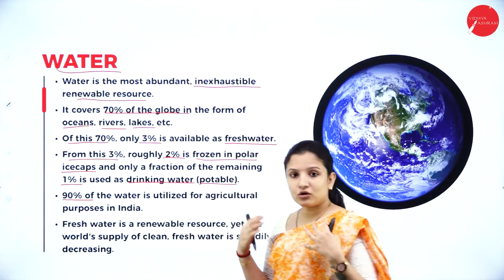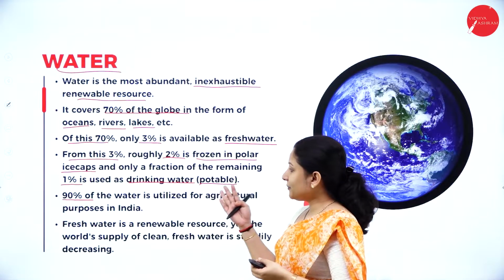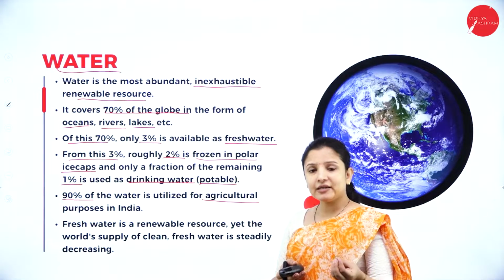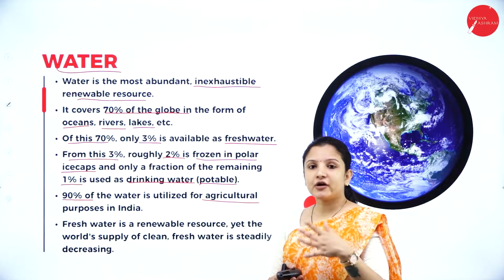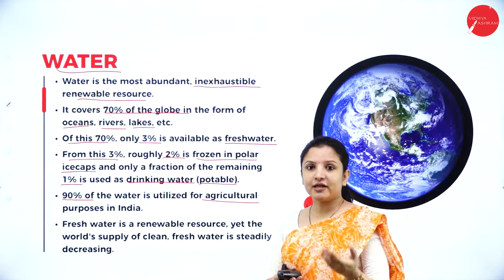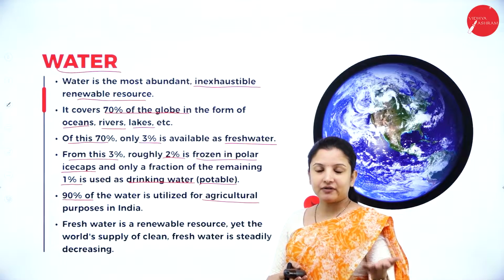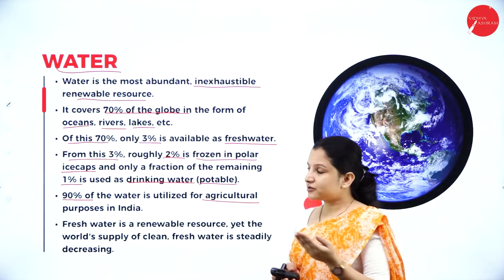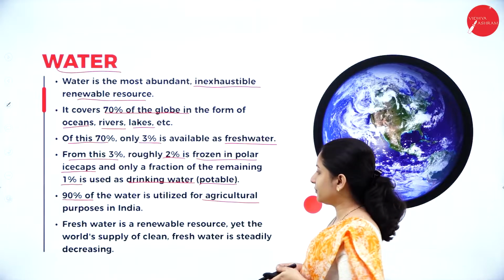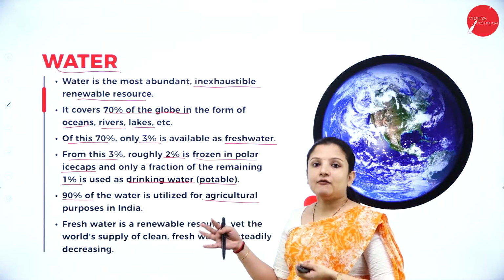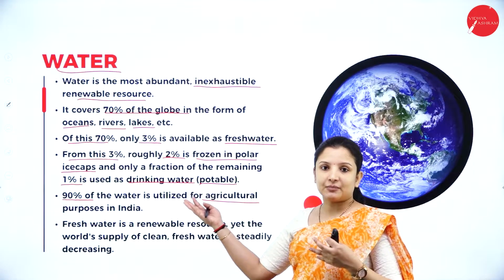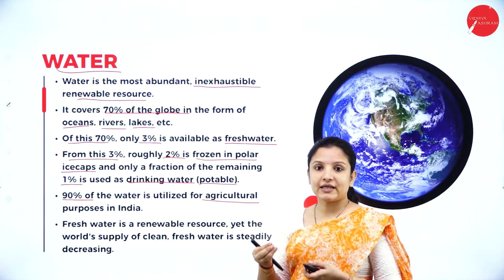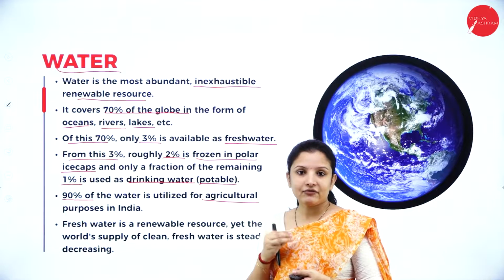So out of this 1%, 90% of the water itself will be utilized for agriculture purpose, to grow crops and all that, because plants need water for their survival, and these plants are in turn food for human beings as well as for other animals. So therefore 90% of water is utilized for agriculture purpose, and whatever remaining water is available has to be utilized by the people. So therefore we need to use water very, very cautiously. Do not unnecessarily waste water.